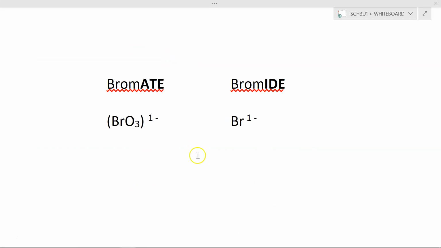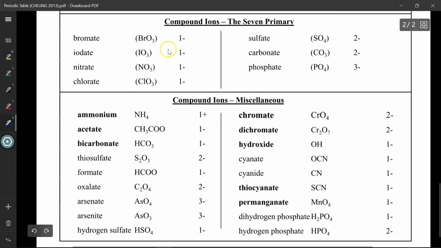Now the hard part is recognizing the difference between a bromate and a bromide. With the IDE suffix change, we're just looking at a single element of bromine. But when you see the ATE suffix, that's telling you that it's a compound ion. Now, I like to put brackets around it to remind myself that bromine, attached to 3 oxygens, this grouping of atoms, has a 1- valence charge overall. So this 1- charge belongs to the entire group of atoms, while this 1- charge belongs just to the bromine itself.